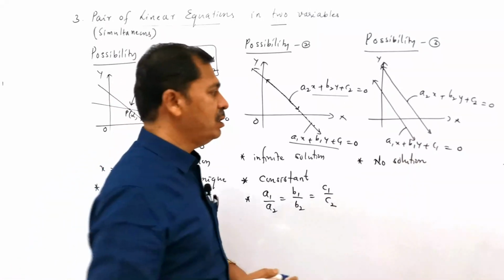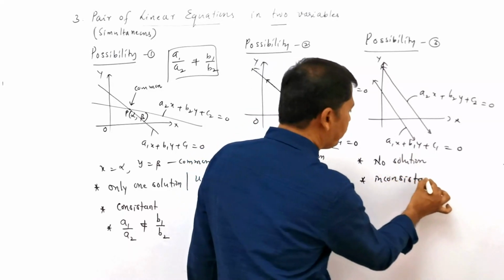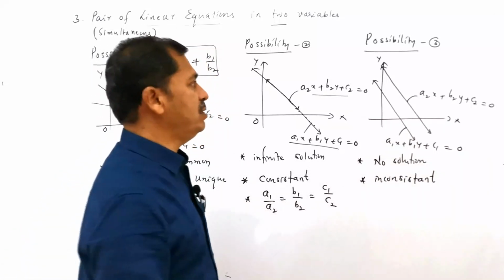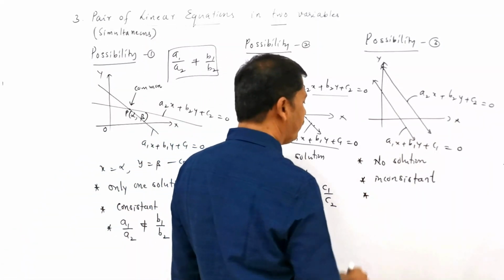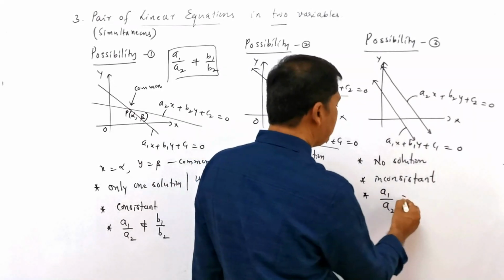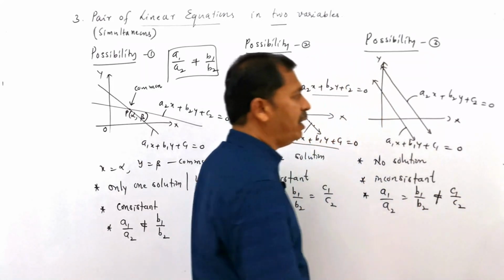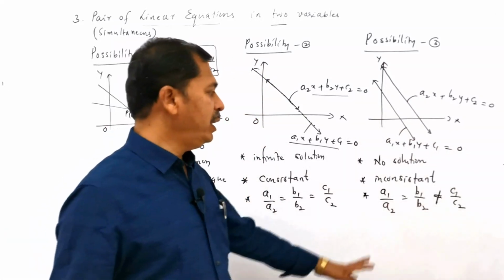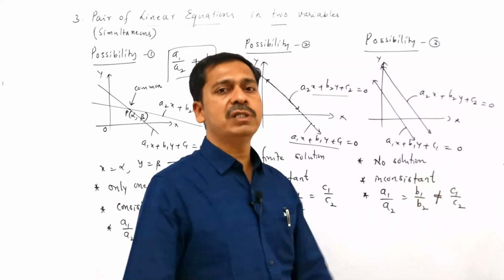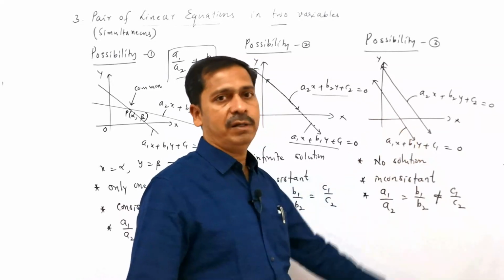And when there is no solution, the system is said to be inconsistent. And what about the geometrical condition? The geometrical condition is a1 by a2 is equal to b1 by b2, but this is not equal to c1 by c2. A1 by a2 is equating with b1 by b2, but both are not equating to c1 by c2. So this is the observation when the two lines are parallel here.